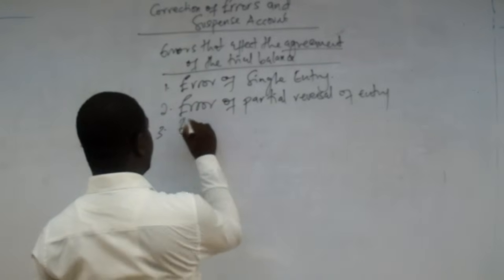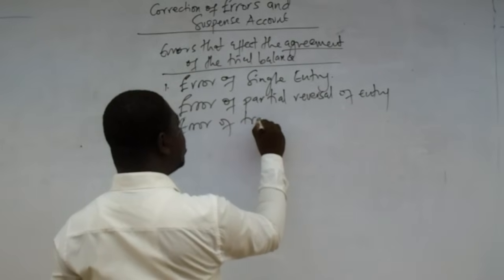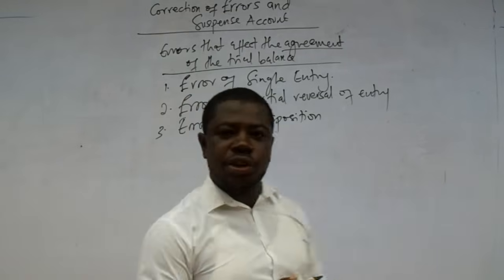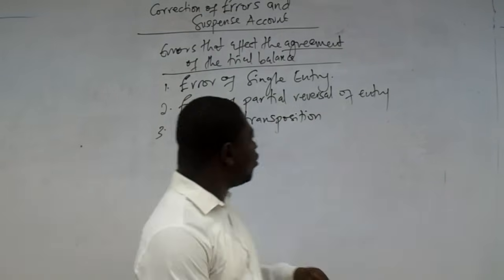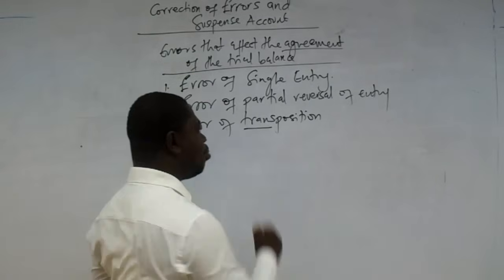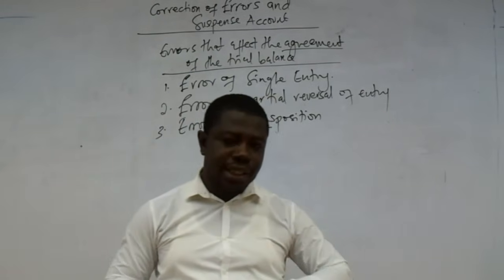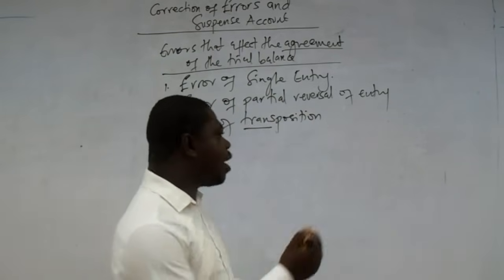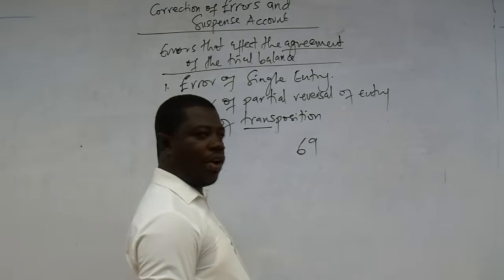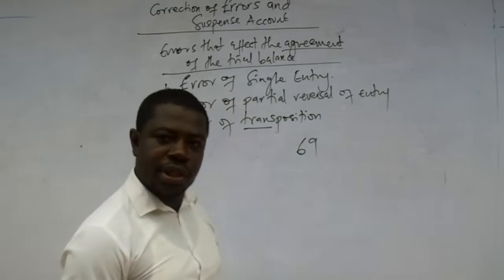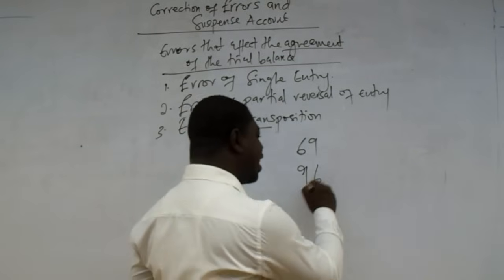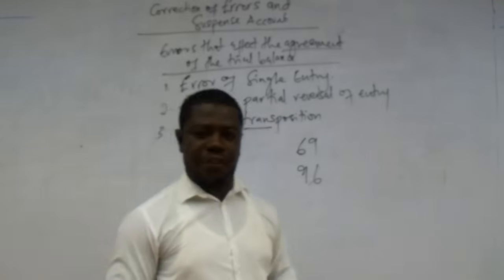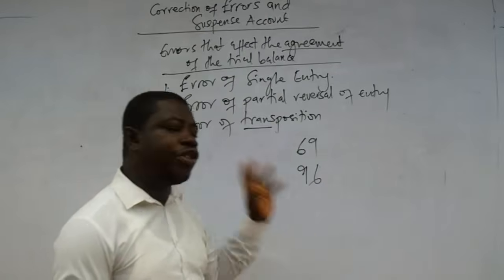which we call error of transposition. Transposition of figures. Now look at the name, transposition. Trans has to do with change. And so basically we are talking about changing of positions. And so if I'm recording 69 on one side of the account, and instead of 69 I write 96, what I have done is that I have just interchanged the position of the figures. And this is what we call error of transposition.